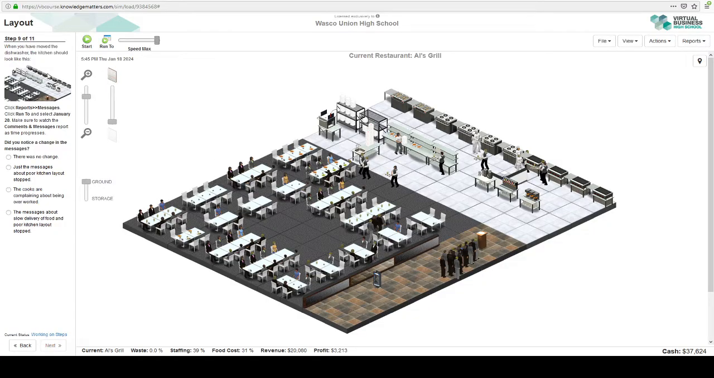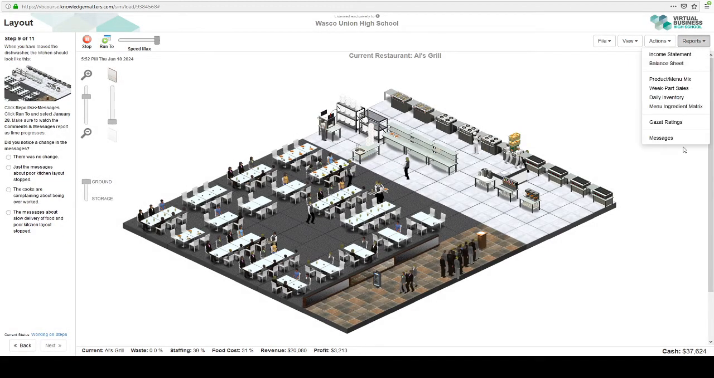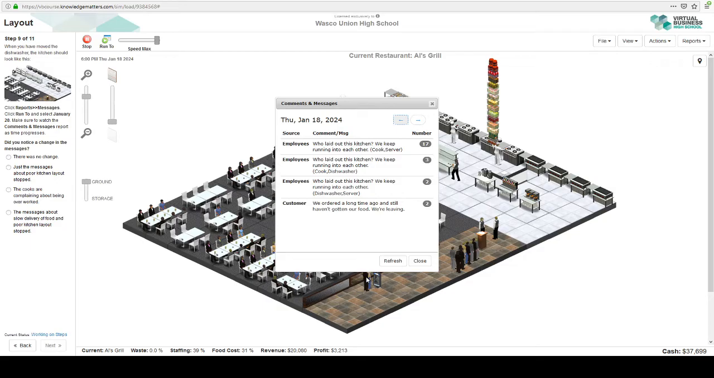Okay, so if you want to double check that your kitchen was organized correctly, you can look at this. They didn't put all their stoves together, but I did, and I'm not going to change that. All right, so let's run to January 28th, and let's see if the comments are going to change. Remember, these are old comments.